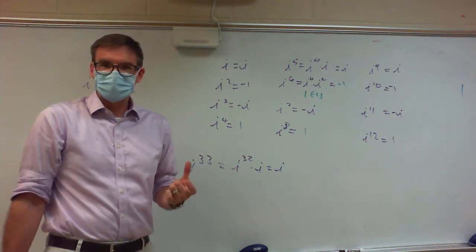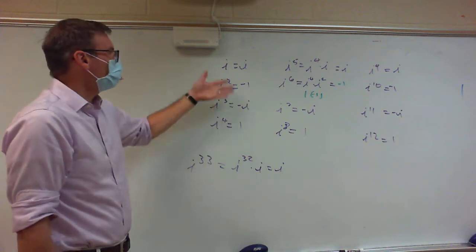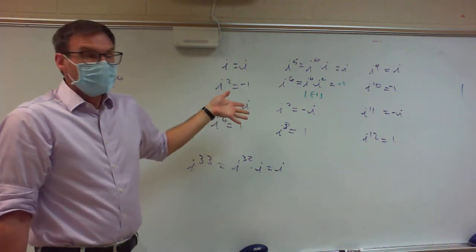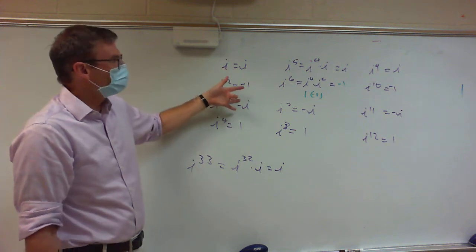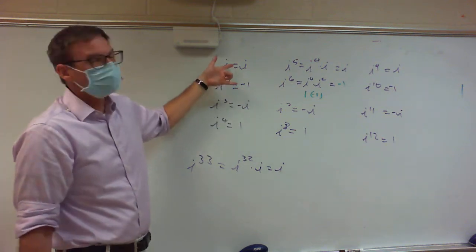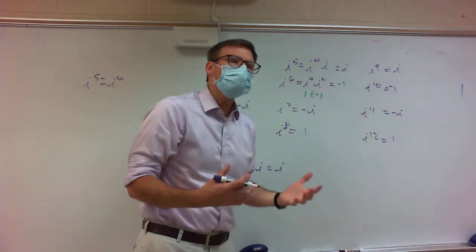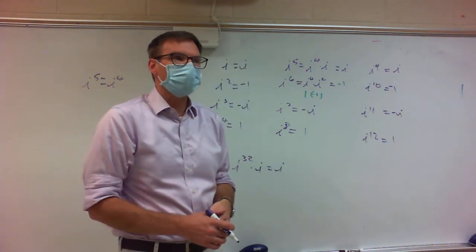Does that kind of make sense? So anytime you have I raised to any power, it's going to be one of these. If it's raised to an even power, it's either positive or negative 1. If it's raised to an odd power, it's either positive or negative I. And how do you figure it out? Well, it all hinges around pretty much how well you know your multiples of 4.